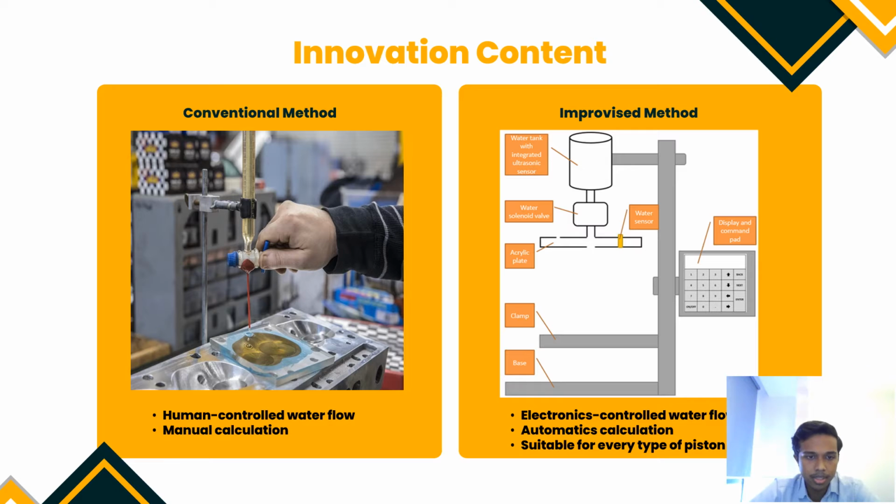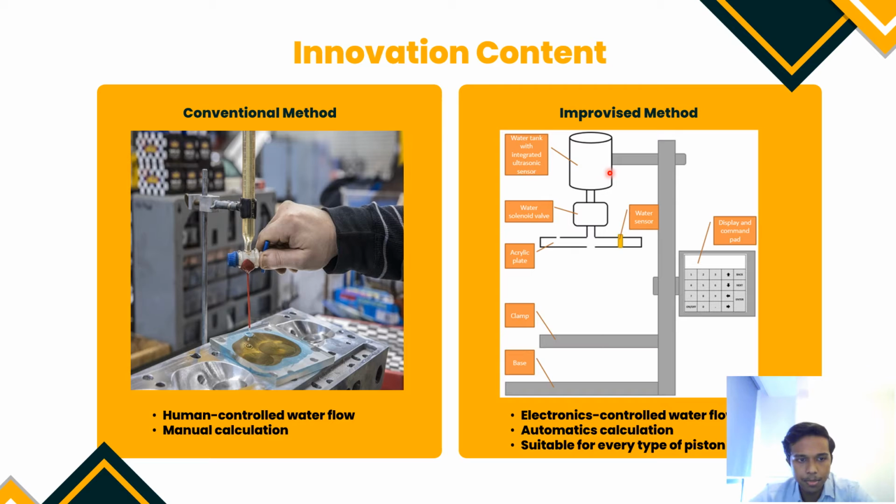So for the innovation content, as we can see here, for the traditional method, this is a burette and the water is going to flow from the burette into the combustion chamber, into this chamber here. This plate here is an acrylic plate. Mechanics will have to control the flow of the water by stopping the water flow when the water has filled up the chamber here. So it is fully human control. Then the mechanics will have to get the reading on the burette and put it into long formulas, so it will be a lot of manual calculation with a calculator involved.